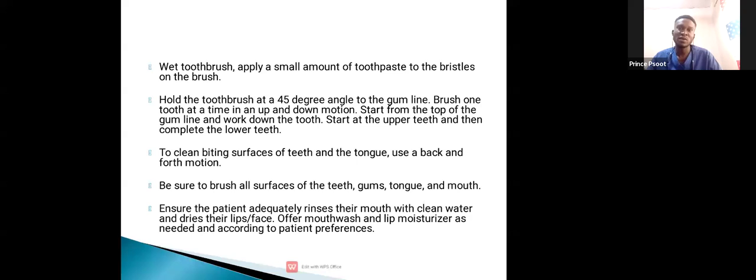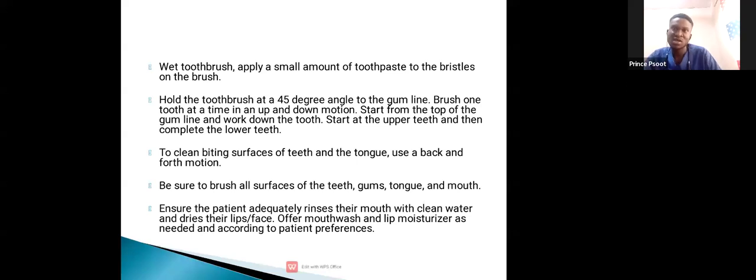Start from the top of the gum line and work down to the root of the teeth. Then start at the upper teeth and then complete the lower teeth. To clean the biting surfaces of the teeth and the tongue, use a back and forth motion. So up and down for cleaning, then back and forth for what?